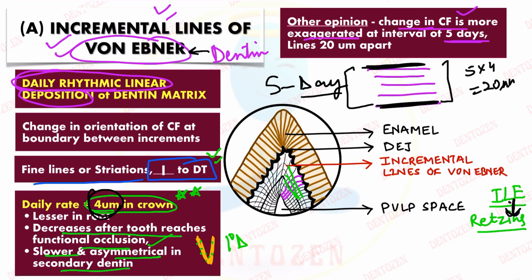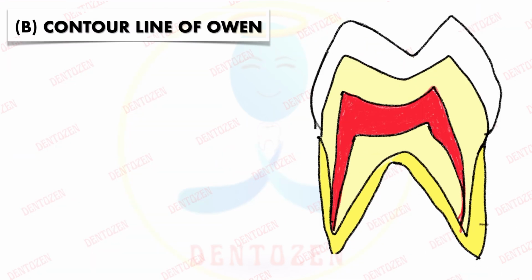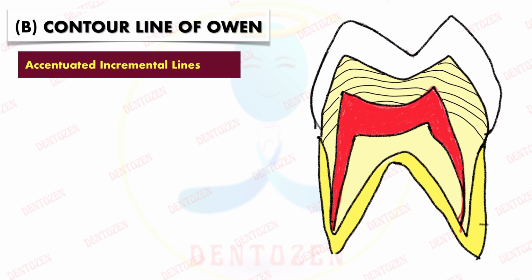So we can say the distance between these two lines will be 20 micrometers. So those can be the two concepts. Either these can be the daily rhythmic deposition of dentin, or it can be the 5-day rhythmic deposition of dentin. Second is contour lines of Owen. Now these are like incremental lines only, but they are more accentuated incremental lines, dark lines, as we can see here.